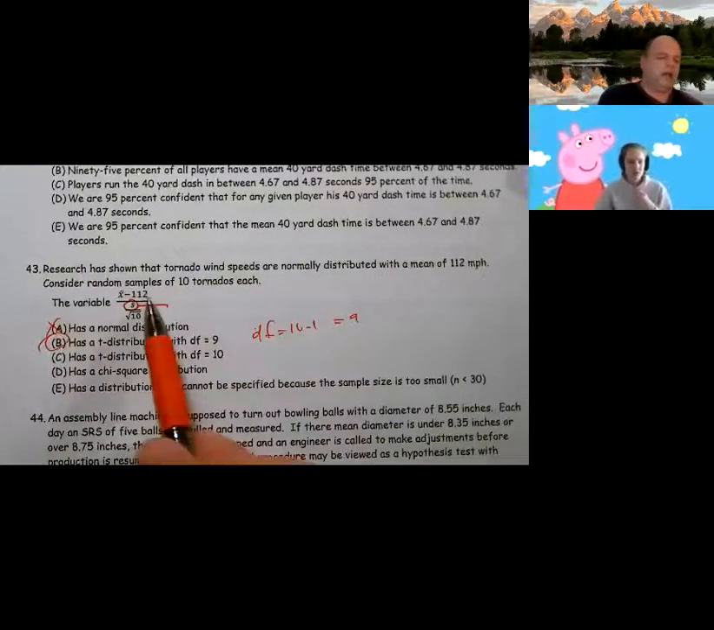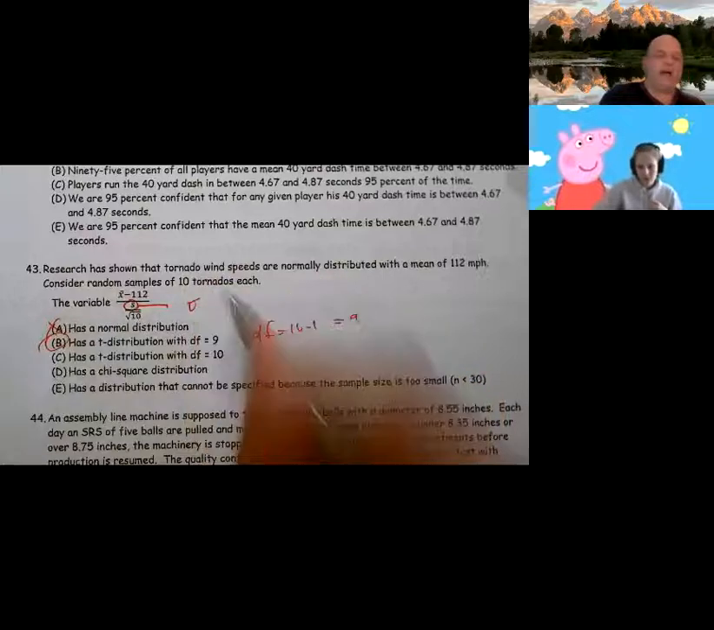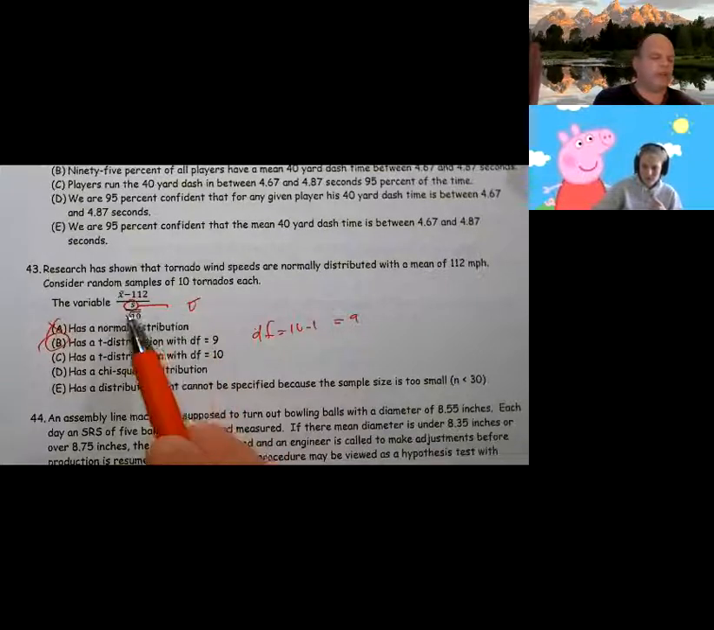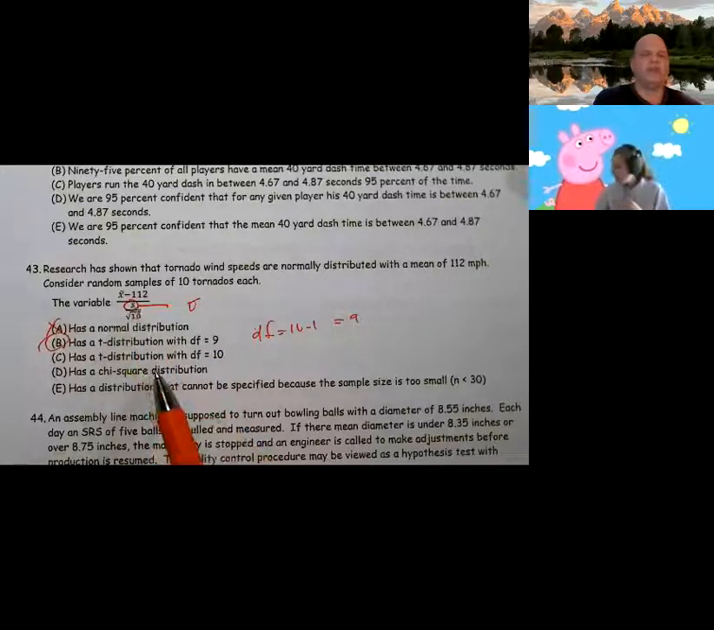Now, had this been a sigma, then it would have been a normal. But since it's an s, the distribution is a sample, so it's going to be a t distribution. We haven't studied chi-squared yet, and it doesn't apply anyway, but we try not to give you questions that you haven't seen before, or things that we haven't talked about before.